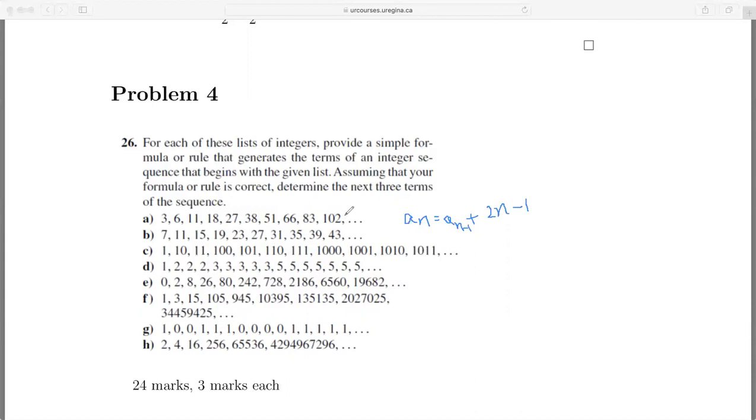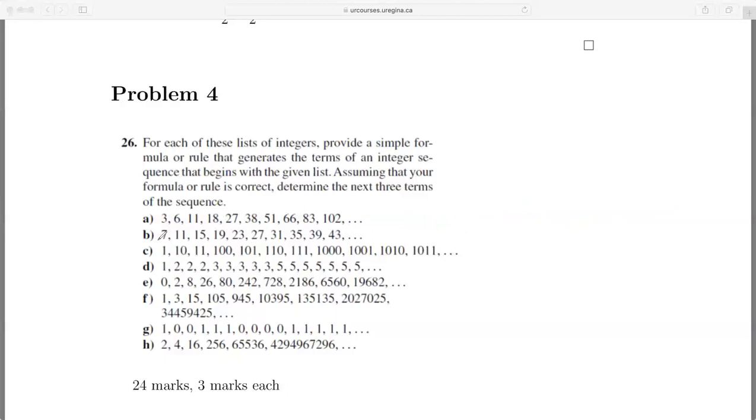So here we have a10. If we find a11, it will be a10 plus 2n minus 1, where n is 11 here. In this way, you can find a12 and a13.